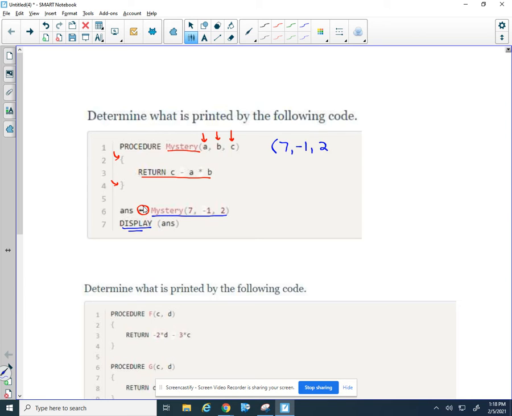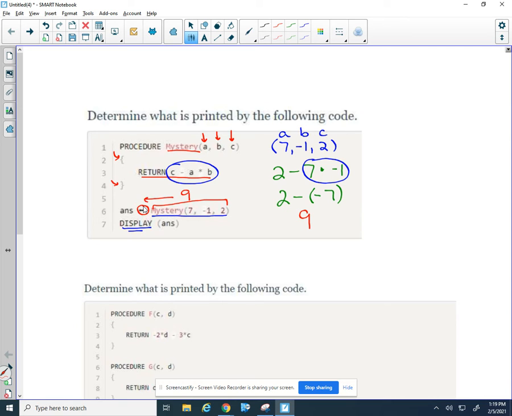7, -1, 2. So this is A, B, and C. So we're going to plug them into this expression. So that's going to be 2 minus 7 times, they have kind of a weird symbol for it, the star, -1. Just like anything, we follow PEMDAS, computers follow PEMDAS as well. So we're going to multiply these two together. So I get 2 minus -7. So the answer to this one, when I simplify that, is going to be 9. So basically, this is equal to 9.